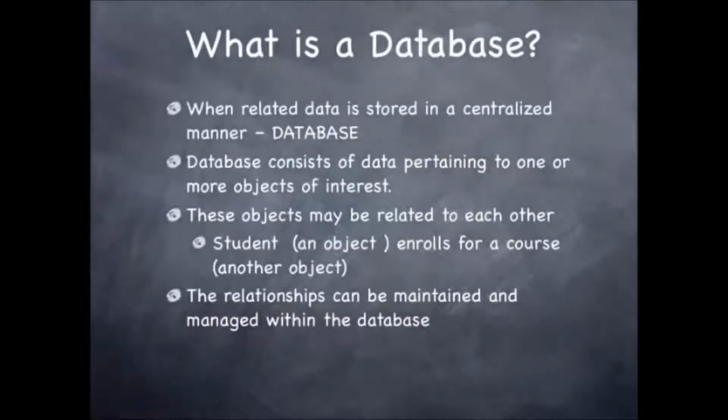So a database consists of data pertaining to one or more objects of interest, and these objects may be related to each other. Taking the example of the university, a student enrolls for a course, so the student entity is related to the course entity. Now, the relationships are maintained and managed within the database itself.